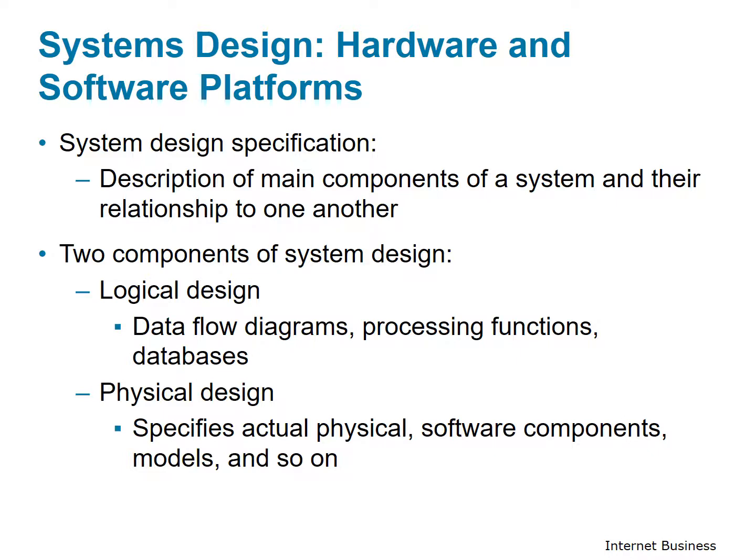System design: hardware and software platform. System design specification: description of the main components of a system and their relationship to one another. Two components of system design: logical design, with data flow diagram, processing functions, and databases; and physical design, which specifies the actual physical software components, models, and so forth.